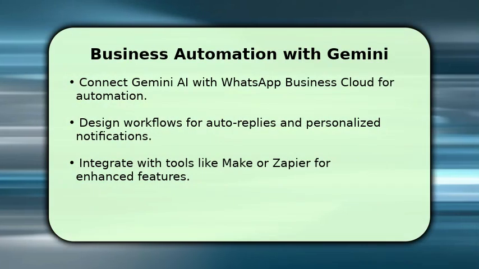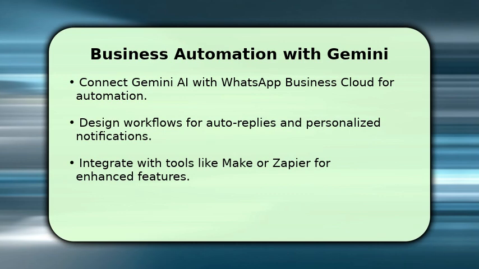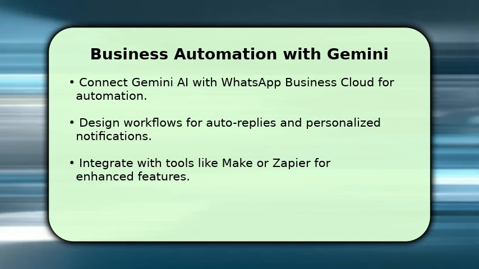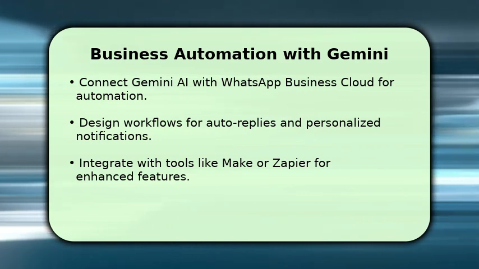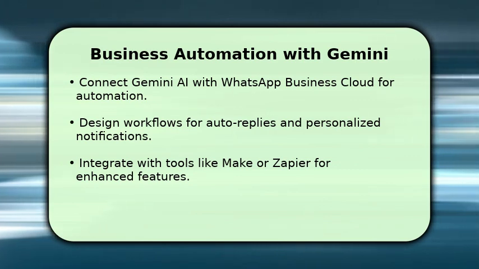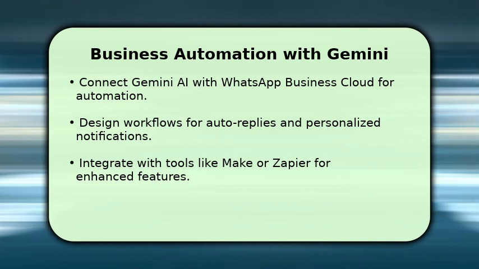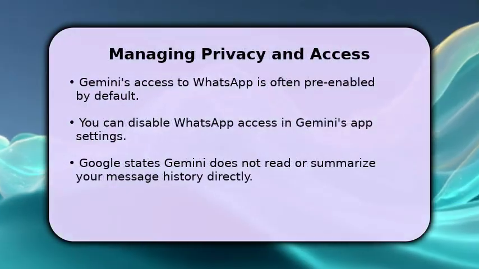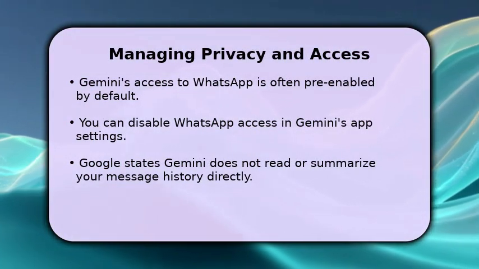For businesses, Gemini AI offers powerful automation capabilities when linked with WhatsApp Business Cloud. This integration allows you to create sophisticated workflows without needing extensive coding knowledge. You can set up automated responses to customer inquiries, send personalized notifications, and manage various communication tasks. Platforms such as Make and Zapier facilitate this connection, enabling seamless data flow and enhancing customer engagement across over 400 applications.